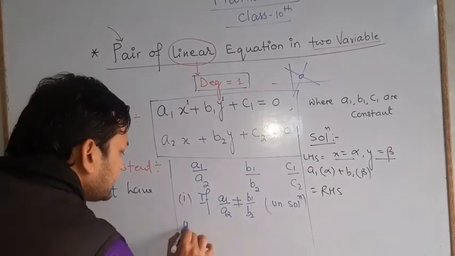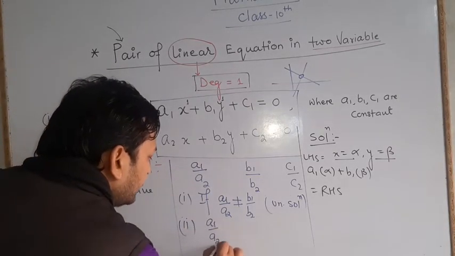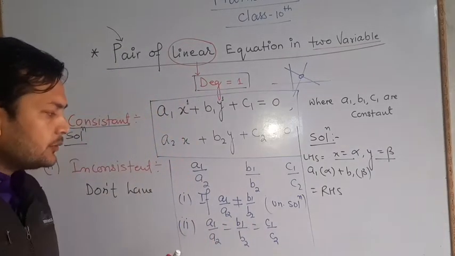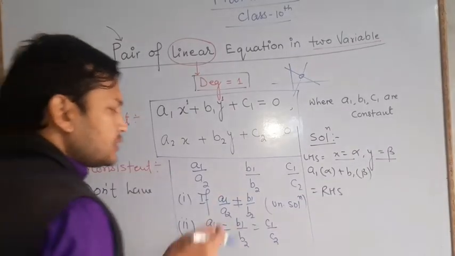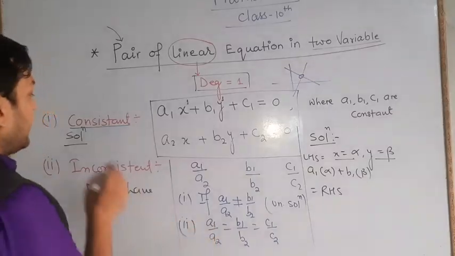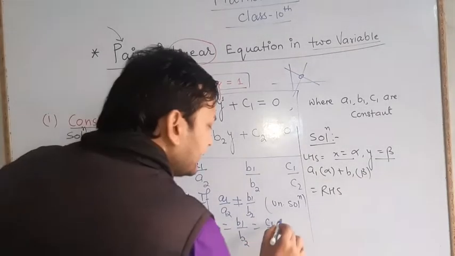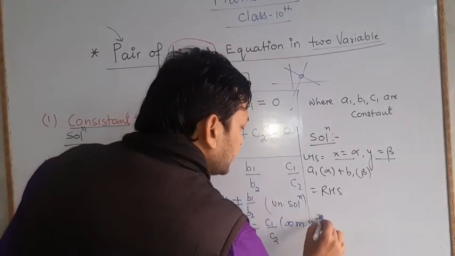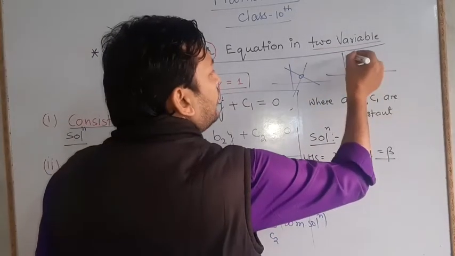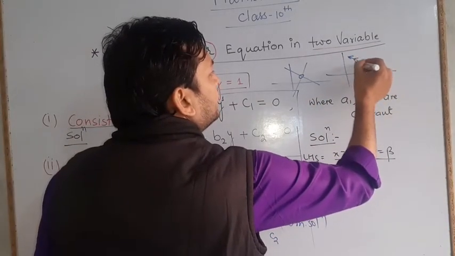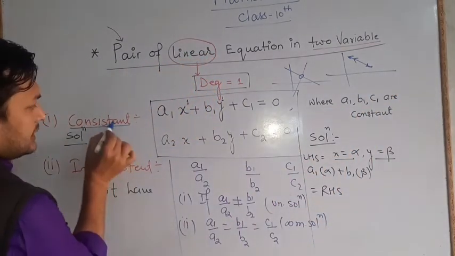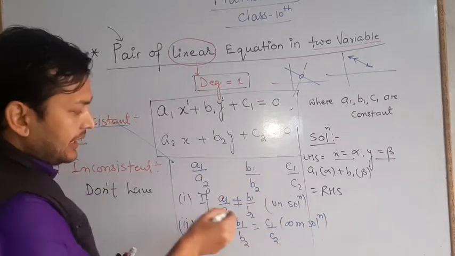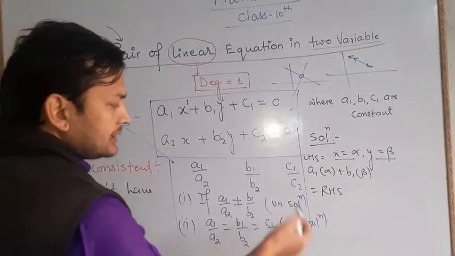The second one is that if a1 upon a2 is equal to b1 upon b2 is equal to c1 upon c2, this condition will also come under consistent, and this is the type in which the equations have infinitely many solutions. In this scenario, one line will coincide with the other. This is the case of consistent. To check how many solutions, this is the criterion: if you get the first, the solution is unique; if you get this, the solution is infinite.